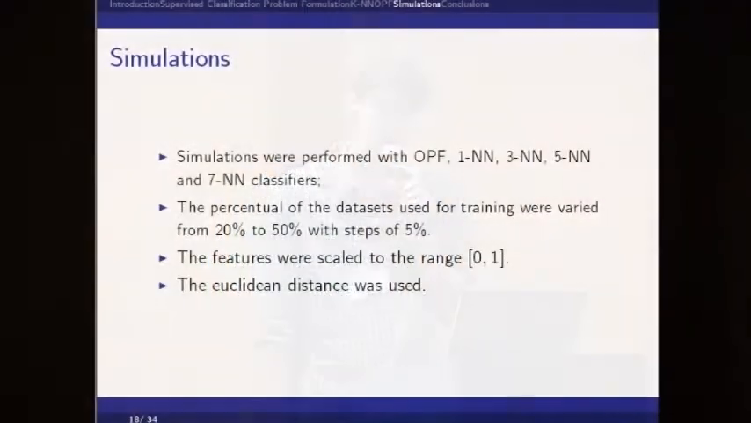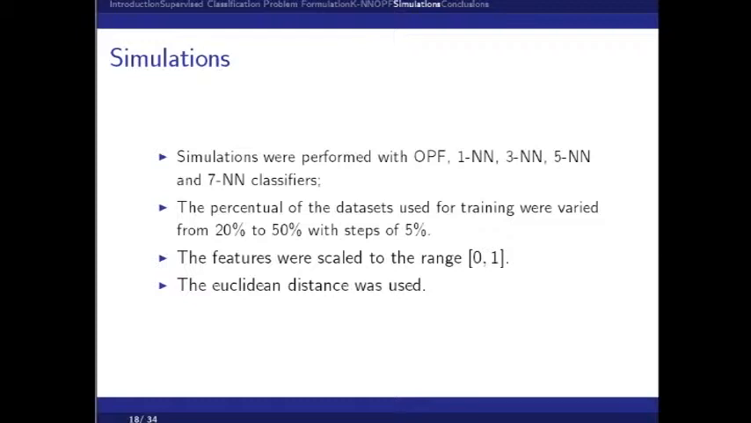Points that fall in this region are closer to this sample here, but they would be classified as being from class red because the cost is given by the maximum edge in the path, that would be this. So this is the difference between 1 nearest neighbor and OPF decisions. Let's go to some simulations.